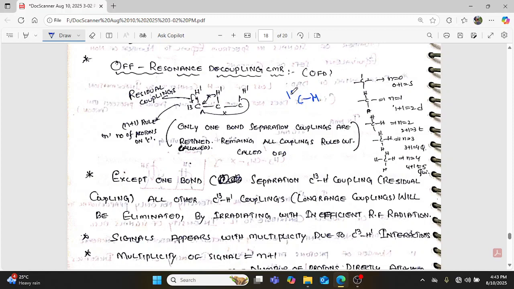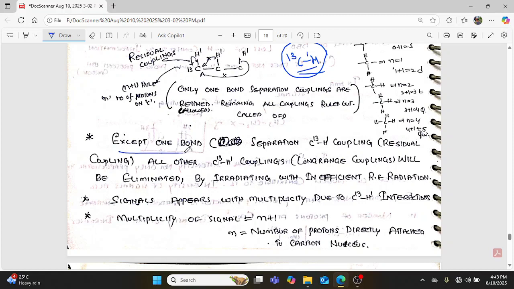If the hydrogen is directly connected to C13, only these couplings are allowed. This is the example of short range. So all short range couplings are allowed, and all long range couplings are removed by using decoupling, by using double irradiation. The technique is commonly called off resonance decoupling.